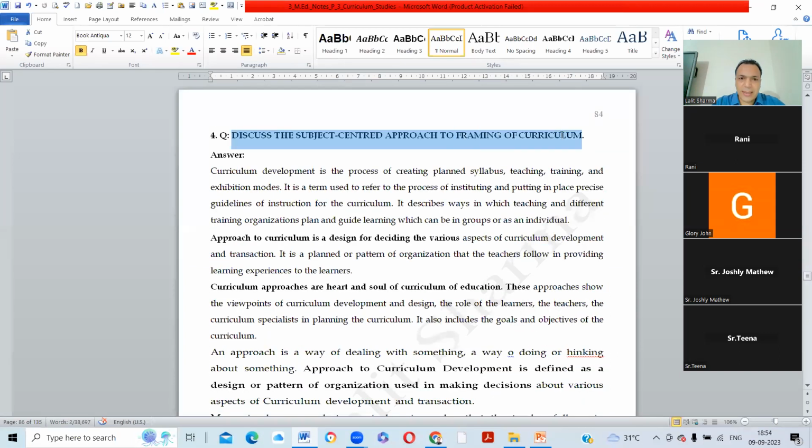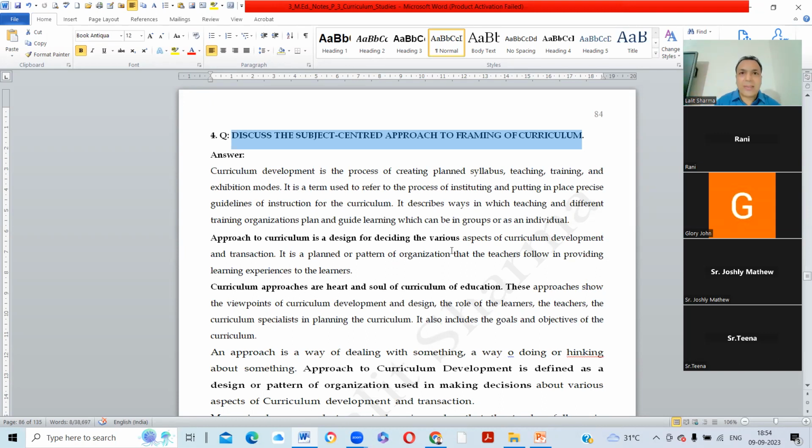Next question: discuss the subject centered approach to framing a curriculum. Subject centered means we have to talk about the subject. Here the subject is dominating. According to the subject, we have to develop the personality of the child. Whatever we want, we have to include in the subjects. Basically we are making the student cultured, civilized, knowledgeable, developing the personality. They should inculcate national integration and international integration, and become better citizens. This is our purpose, and all these things we have to do with the help of the subject.